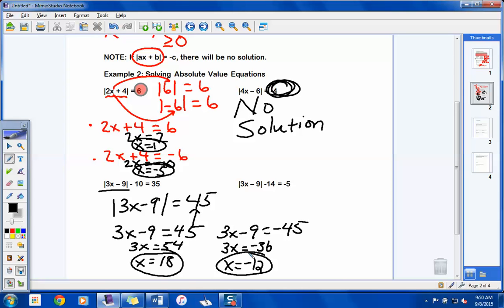What do you say about the next one? How many say it's not going to work? How many say it's going to work? How many are looking at it saying, I'm just not sure? What are my people that say it's going to work again? But it's equal to a negative right here.